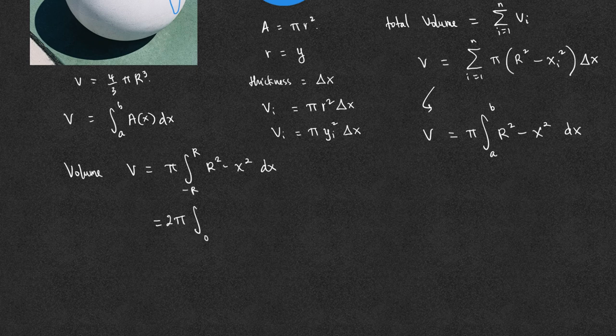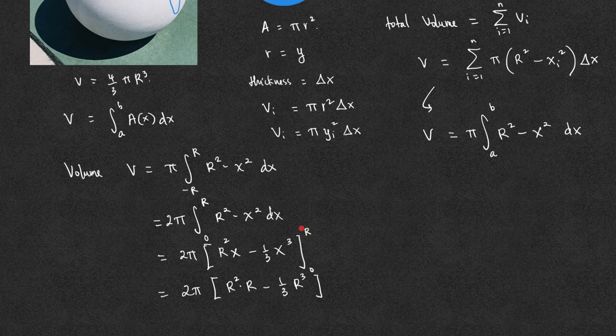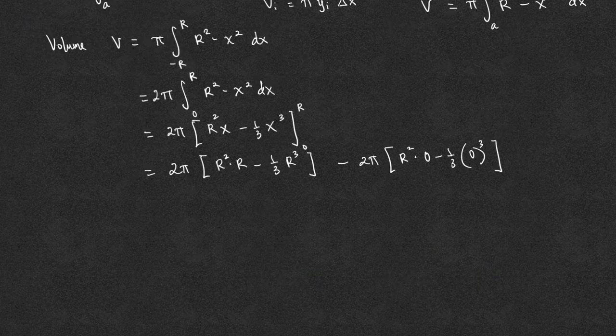This is 2 pi, the integral from 0 to r, of r squared minus x squared dx using symmetry. We then find the antiderivative and use the fundamental theorem of calculus to evaluate the definite integral. We plug in the upper limit of integration, positive r, and the lower limit of integration, 0, because we doubled the integral already. This will be 2 pi times the quantity r cubed minus 1/3 r cubed.